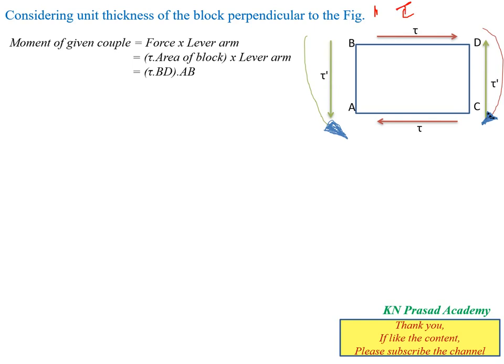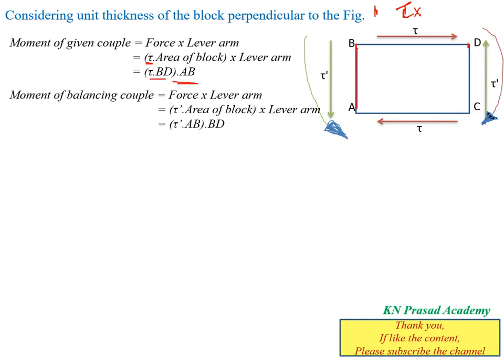We know the stress, so how do we determine the force? Force is nothing but stress into area. Here the applied shear stress is tau, and the area of the block into the lever arm will represent the moment of the given couple. The area of the block is width into thickness. Thickness is 1, and the width is BD, so the area of the block is BD. So the moment of the given couple is tau into BD into the perpendicular distance, which is AB.